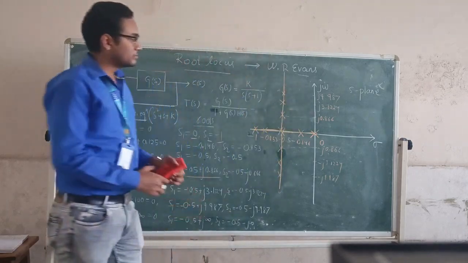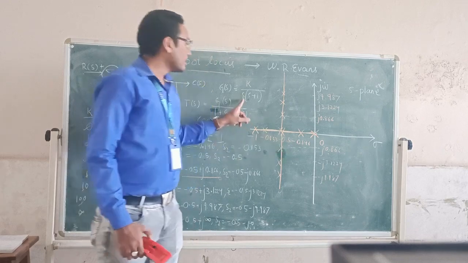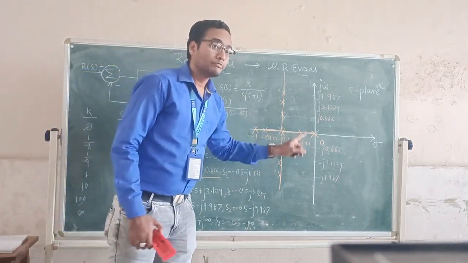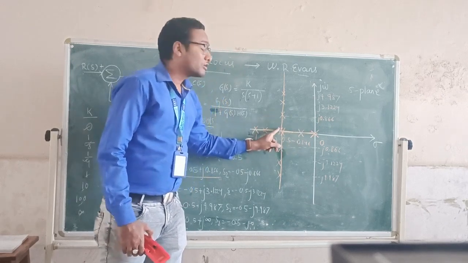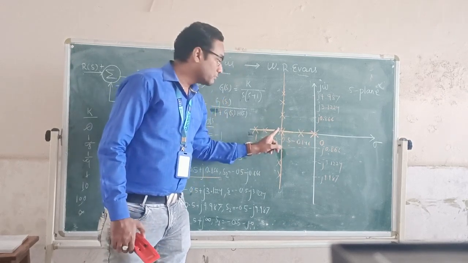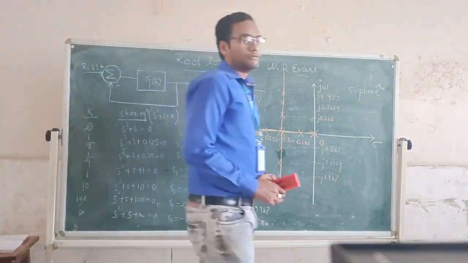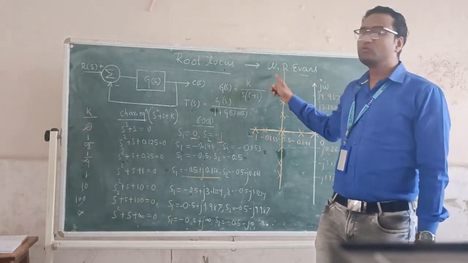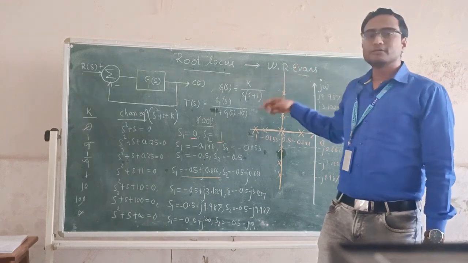So this is the path traversed by the closed loop poles when I have knowledge of the open loop transfer function and I vary the system gain from 0 to infinity. This traversed path of the closed loop poles is called the root locus. This is an introductory video I have prepared. There are some rules given by scientists, which we will discuss in the subsequent video.